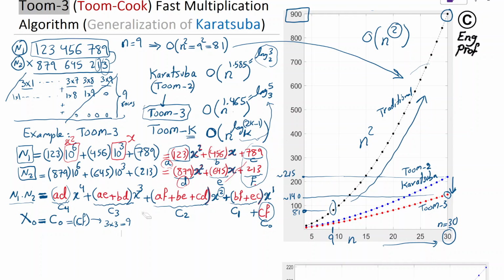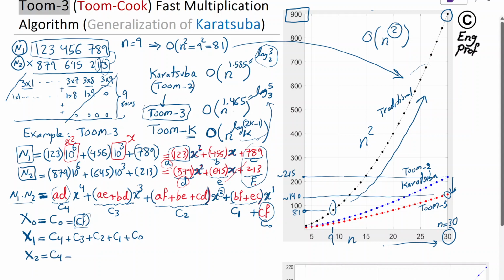Okay, so let's forget about that for now, but that's CF we need to compute to get to x0. Okay, what is the next one? The next one is x1, that I'm going to define this way. I'm going to say C4 plus C3 plus C2 plus C1 plus C0. I'm going to define x2 as C4 minus C3 plus C2 minus C1 plus C0.